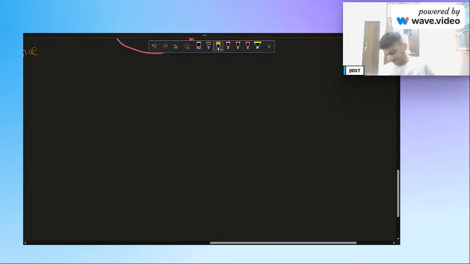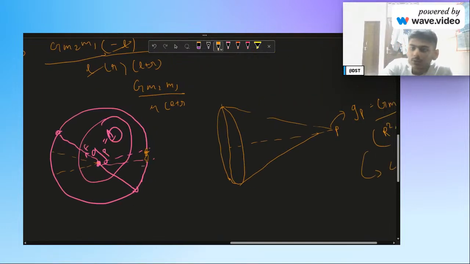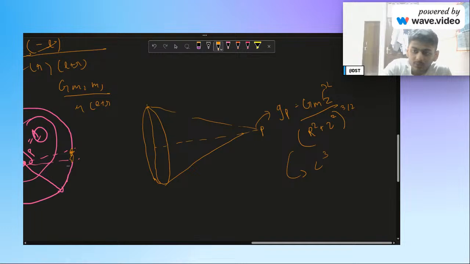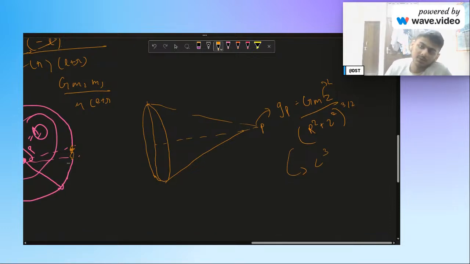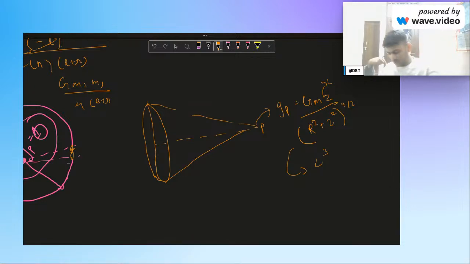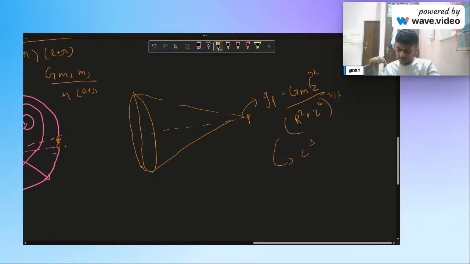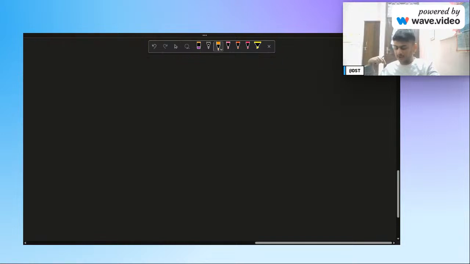Now, how can we remember this? GM into z upon (R square plus z square) whole power 3 by 2. We will have to remember this. As such, I cannot see any such trick to remember this. For some circular arc subtending an angle theta, we can do the integration in all the specific cases.